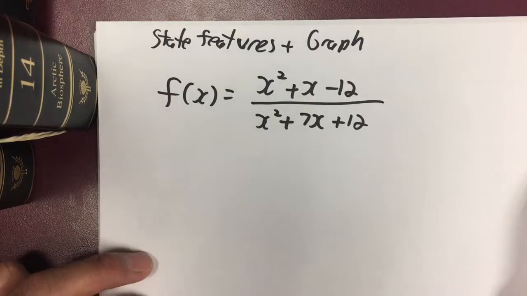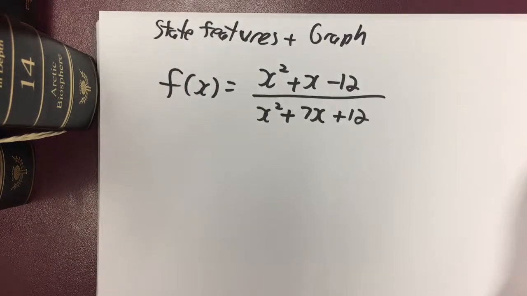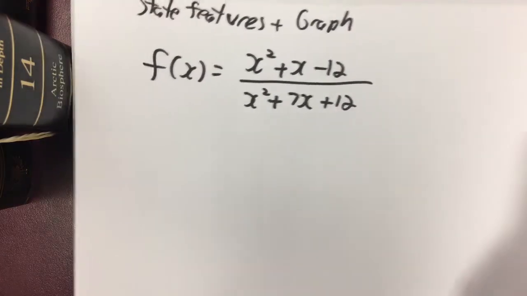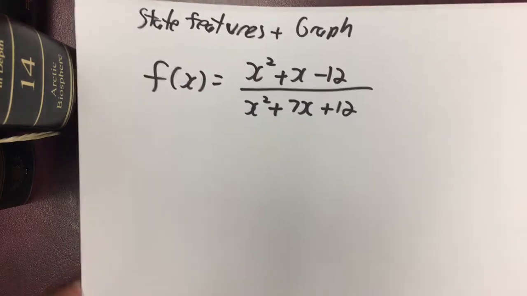Okay, now we're going to state features of and graph f of x equals x squared plus x minus 12 over x squared plus 7x plus 12. To start off, we're going to factor the top and the bottom, try and simplify things.